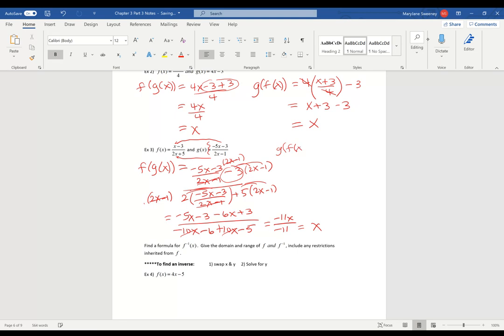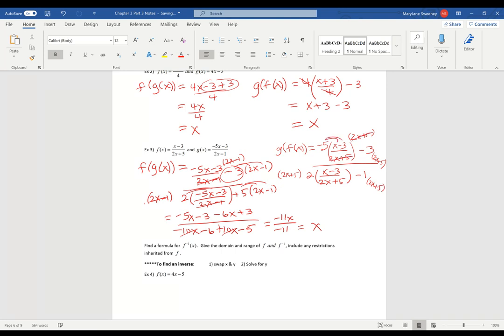So that gives us x. G of f of x. We put the f of x into the g of x. Okay, so I get negative 5x minus 3 over 2x plus 5, minus 3. And then I got 2x minus 3 over 2x plus 5, minus 1. So then I have to multiply everything by 2x plus 5, the least common denominator.